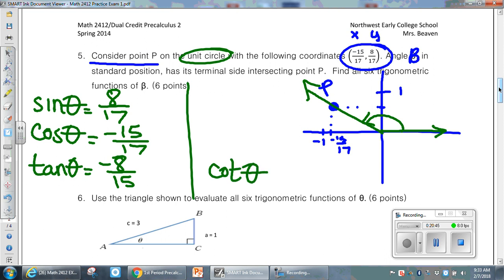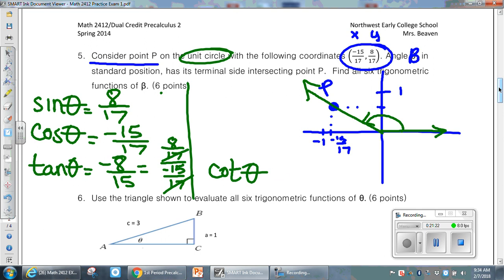Now let me show you why it's -8/15. So we take the sine over the cosine. It was y over x. Yes. Correct. So if you do that, the 17s will end up canceling. You end up with 8/-15. The negative could be with the 8 or the 15. But if you do not have that negative, I'm going to have to count it wrong. Is that clear? And how many points is this worth? 6. Okay? So please consider that.